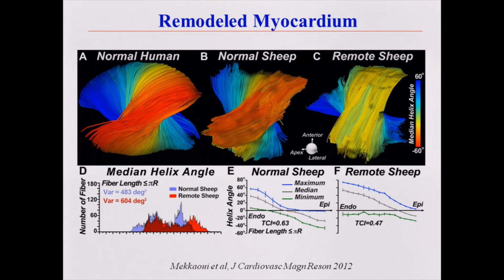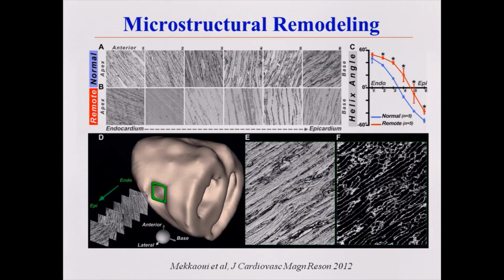We understand the mechanical reasons for that. But this puts the remote zone at a mechanical disadvantage and is part of that progressive dilation, remodeling, and loss of efficiency process that happens in the heart and leads to heart failure. And that just confirms histologically what we see if you compare to normal myocardium. The remote zone, you'll see how different the angles of the fibers are.